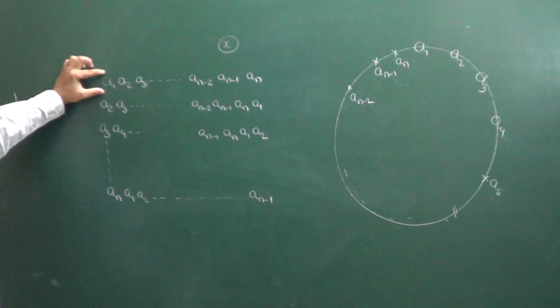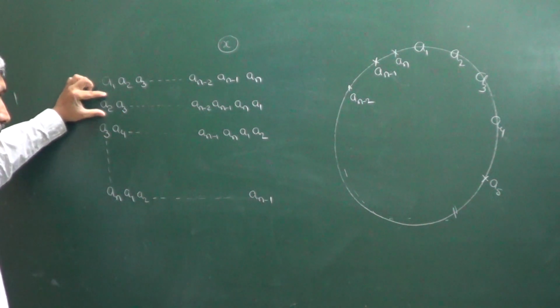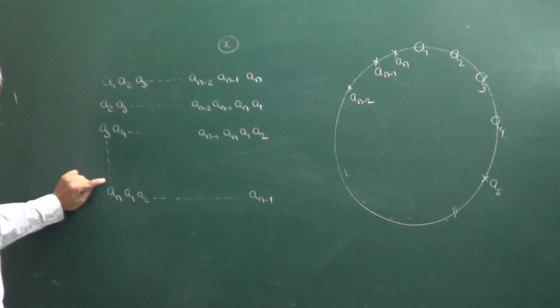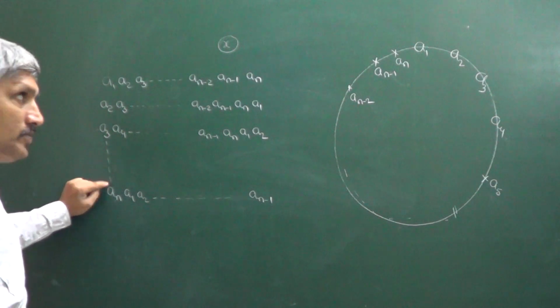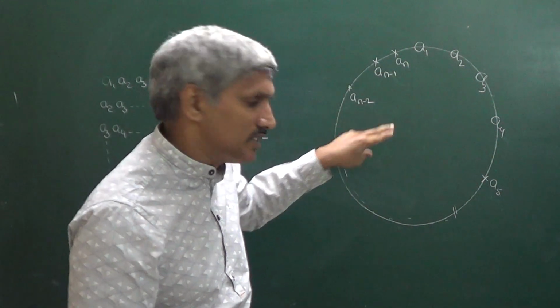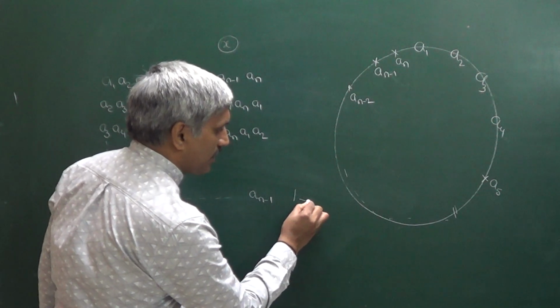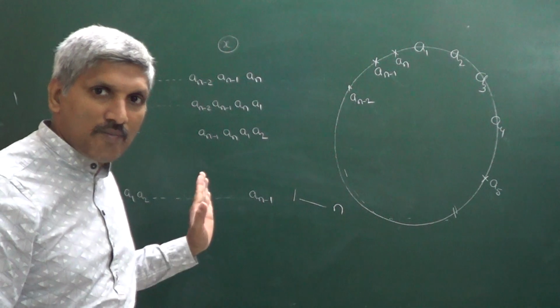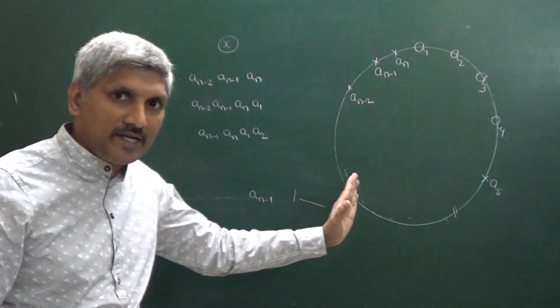So the line may begin with A1, the line may begin with A2, the line may begin with A3 and so on, the line may begin with A n. One circular permutation gives us n linear permutations, permutations along a line.